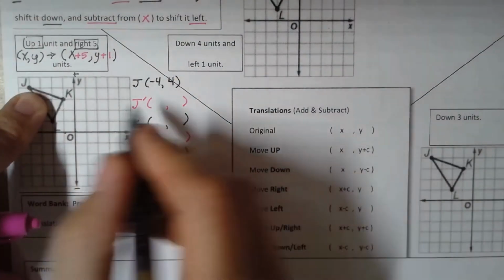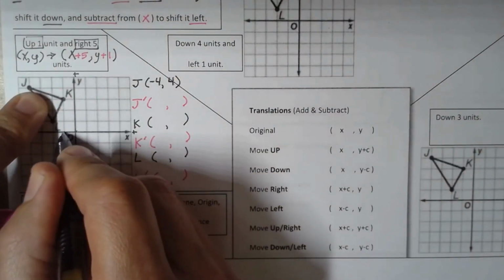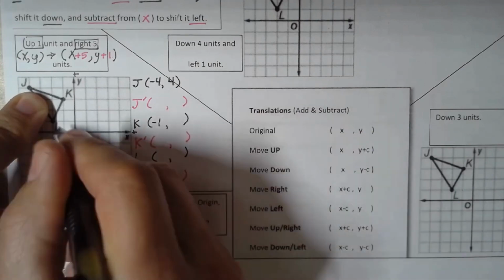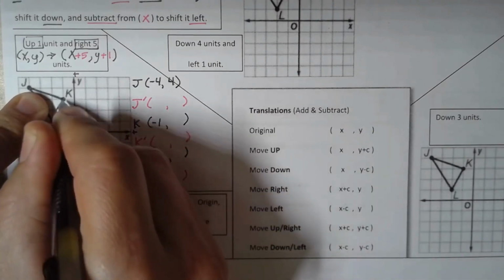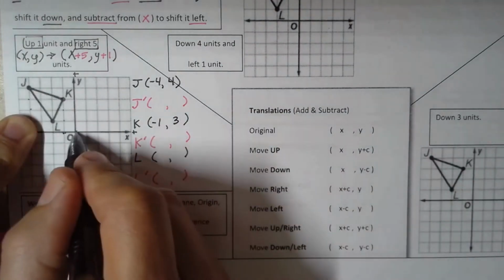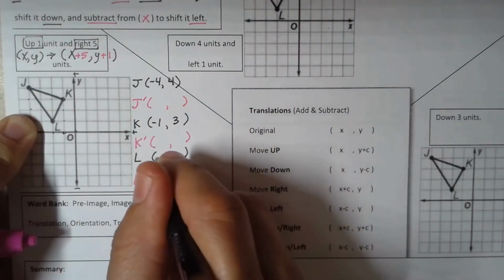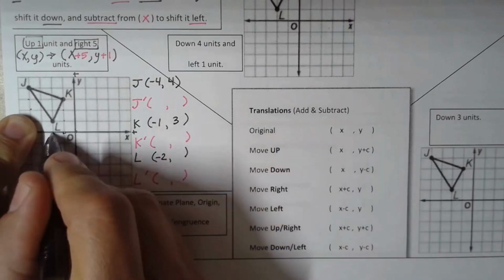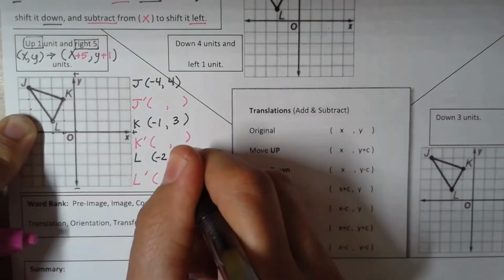For K, we're going to go to the left 1 time, so that's going to be negative 1 for our x value, and then we're going to go up 1, 2, 3, so positive 3 for the y value. For L, we're going to go left 1, 2, so we have negative 2 for our x value, then up 1, so positive 1 for our y value.